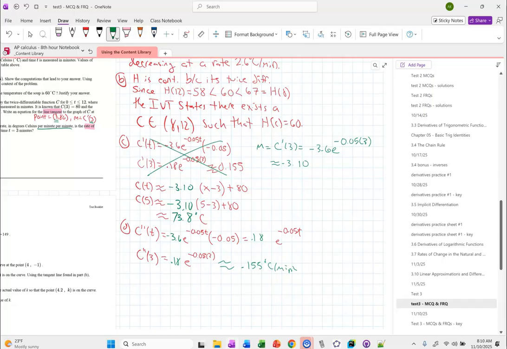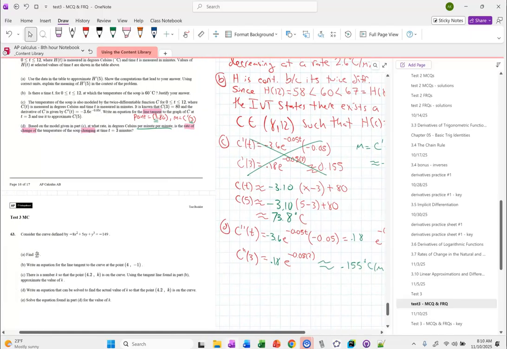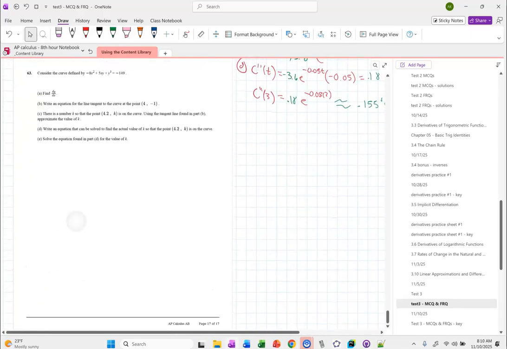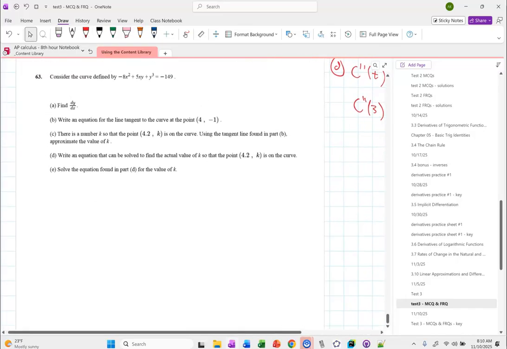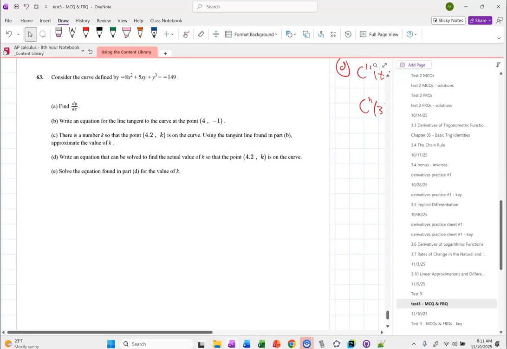Sorry about the mistake. Should we do the other FRQ there at the end to finish us out? I think that's an implicit differentiation problem. Okay. All right. So it says, consider the curve defined by the implicit formula, negative 8x squared plus 5xy plus y cubed equals negative 149. Find the derivative.